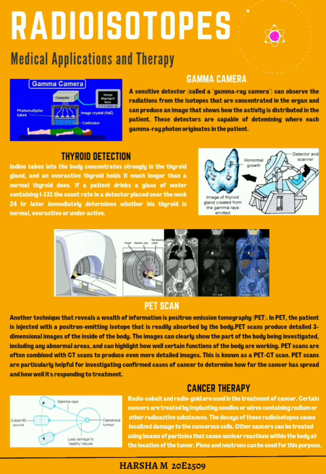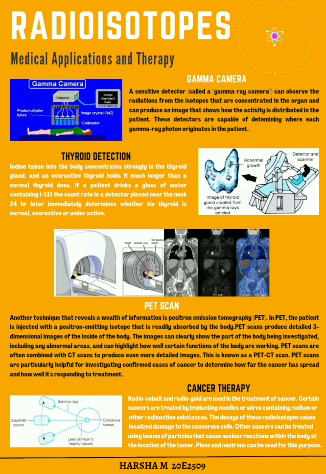A sensitive detector called a gamma ray camera can observe the radiations from the isotopes that are concentrated in the organ and can produce an image that shows how the activity is distributed in the patient. These detectors are capable of determining where each gamma ray photon originates in the patient. Radioisotopes are also used to diagnose the nature of blood circulatory disorders, defects in bone metabolism, and to also locate tumors. For the study of circulatory disorders in blood vessels, radiosodium is injected into the patient.